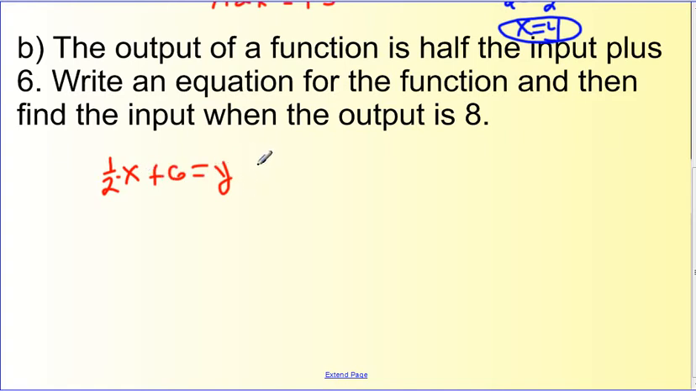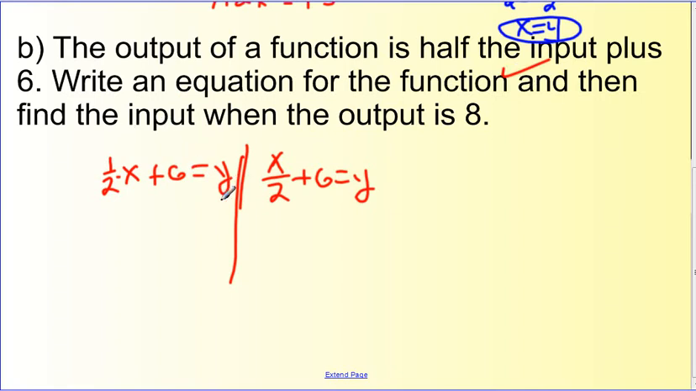Another way that some people like to write this, if they're finding half of something, is they take the x variable and they divide by 2, and then plus 6 equals y. Both of these are exactly the same. You'd solve them kind of the same way. You'd multiply by 2 on both sides here, and you'd multiply by 2 on both sides there, too. So it's the same thing. So write an equation of the function. Boom. Done.